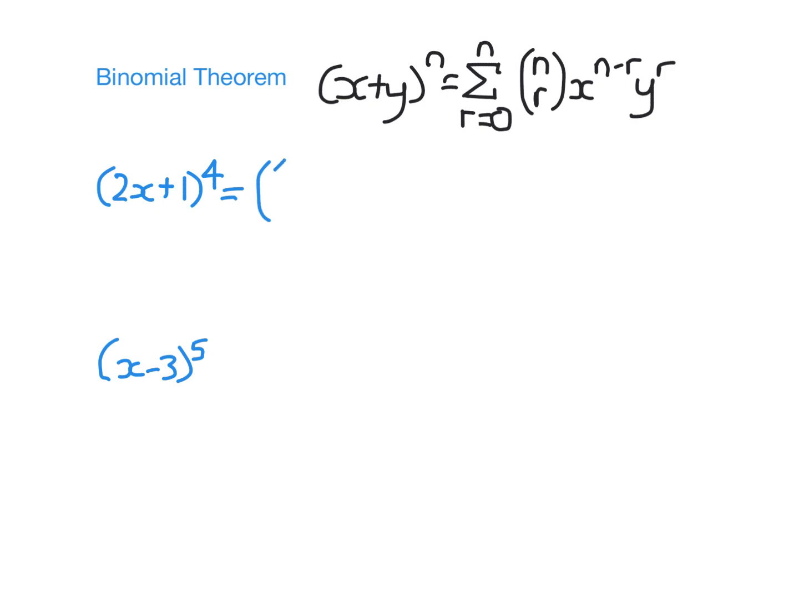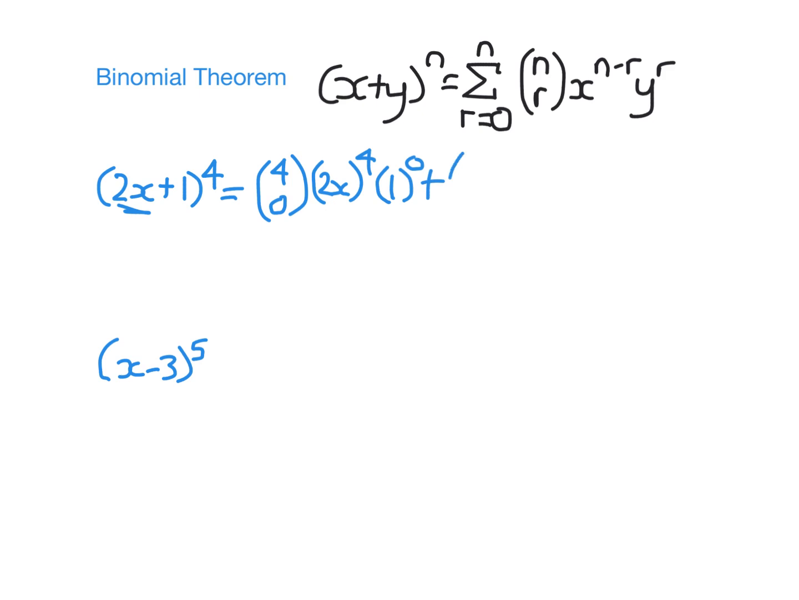Okay, what it means is if you have to expand brackets like this, we start off with n is 4, n is the power, and we start off with r equals 0. So this will be 4 choose 0. Then you take the first term in the brackets, which is 2x, raise that to the power of 4 because n is 4 and r is 0 here. r starts at 0, and then y to the power of r. So it'll be the second term to the power of r. Then we put a plus.